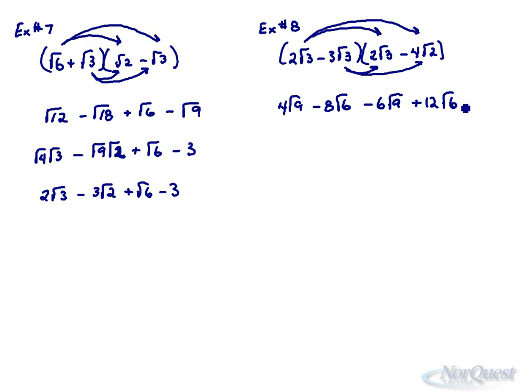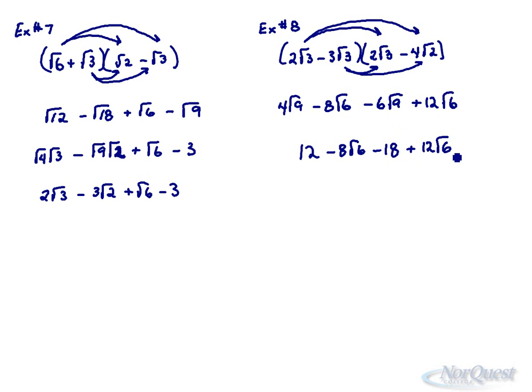Let's collect like terms. Simplify before. The root of 9 can be written as 3, so 4 times 3 is 12. 8 root 6 cannot be simplified. 9 is a perfect square, so it's 6 times 3 to give us negative 18. And 12 root 6 cannot be simplified.